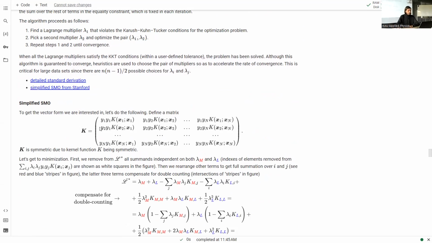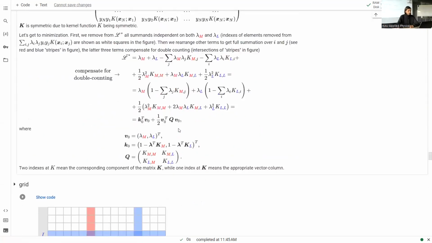In the simplified SMO algorithm, first we form a matrix K that has this form. I am taking the kernel from all possible pairs of vectors in my data set, x1 and x1, x1 and x2, and so on and so forth. And I'm multiplying that by their classes, y1, y1 here, y1, y2 here, and so on.